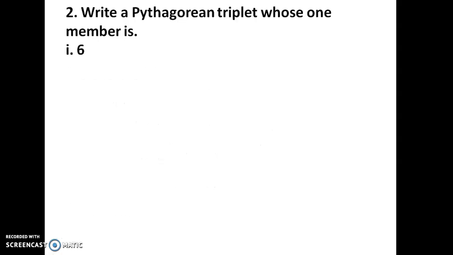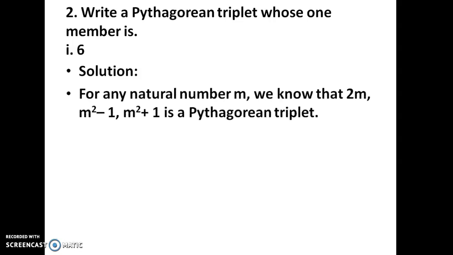Second problem, write a Pythagorean triplet whose one member is 6. Okay, so well, you know, right, Pythagorean triplet means 3 numbers will be there. All the numbers are square numbers, so that too of this form. Let m be any natural number, we know that 2m, m square minus 1, m square plus 1 is a Pythagorean triplet. These 3 numbers are the Pythagorean triplet.